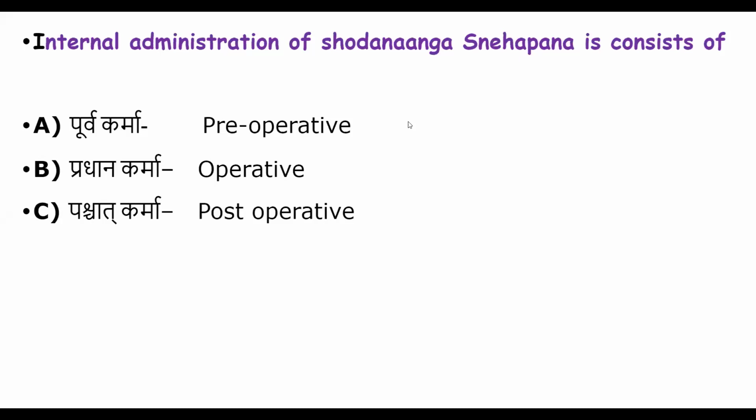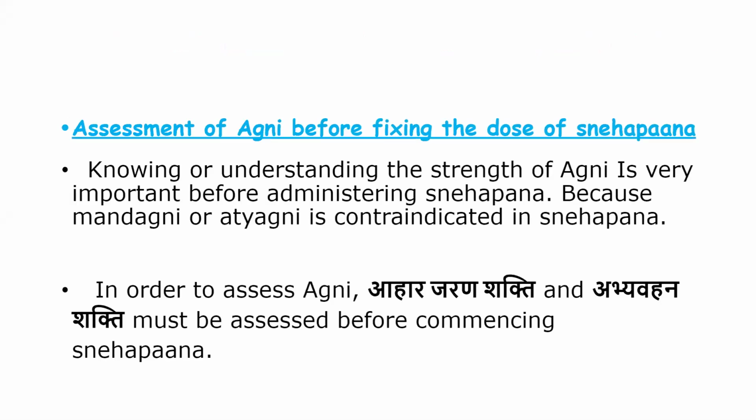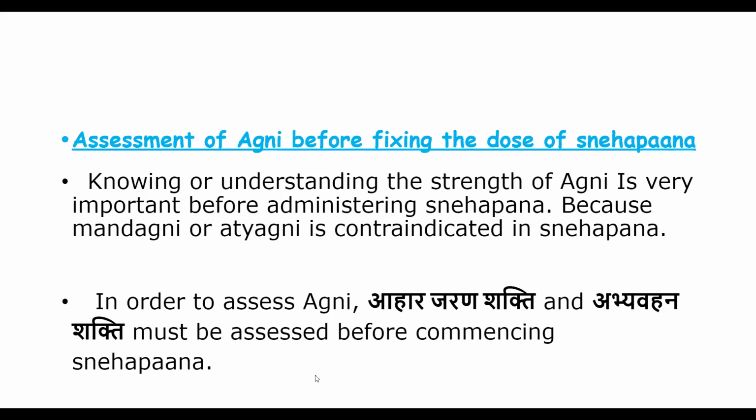Then followed by our Kasture Saab, who wrote in his book very clearly about this Arohana Snehapana. So how will we administer? Shodhananga Snehapana consists of Purva Karma, Pradhana Karma, and Paschat Karma. Before giving Shodhananga Snehapana, the Agni must be assessed. How will you assess the Agni? You know that Ahara Jarana Shakti and Abhyavaharana Shakti must be assessed before commencing Snehapana.